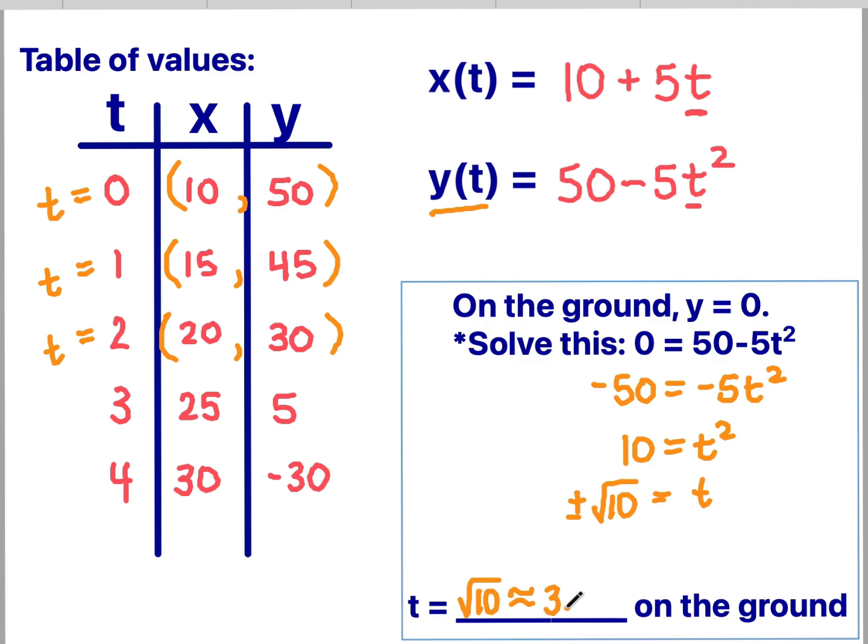which is at about 3.162, which kind of makes sense, right? At a t value of 3.162, that's where we can expect it to be at 0 for the y value. Now, if we plugged in 3.162 for the x value, 10 plus 5 times the square root of 10, about 25.811. So then we know where the car is going to land on the ground. So all of these things we can use our algebra skills to figure out exactly what's going to happen to the path of that car.